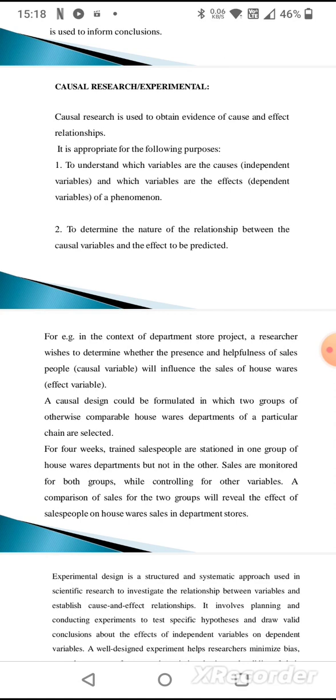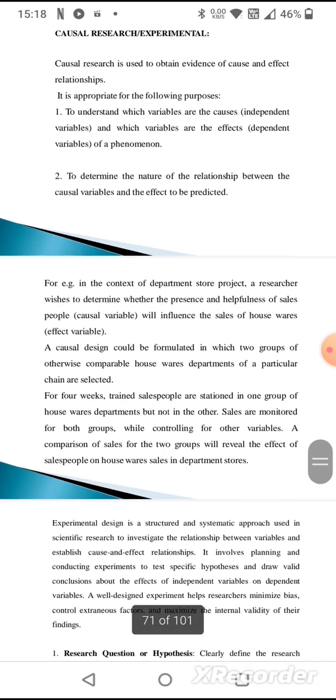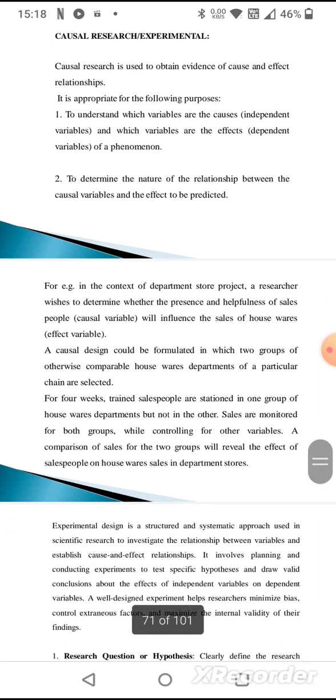So causal research is used to obtain evidence of cause and effect relationship. Causal is just to find out the relationship between two variables, that is one independent and one dependent variable. It is appropriate for the following purposes. To understand which variables are the causes, that is which are independent variables and which are dependent variables, and also to determine the nature of the relationship between the causal variables and the effect to be predicted.